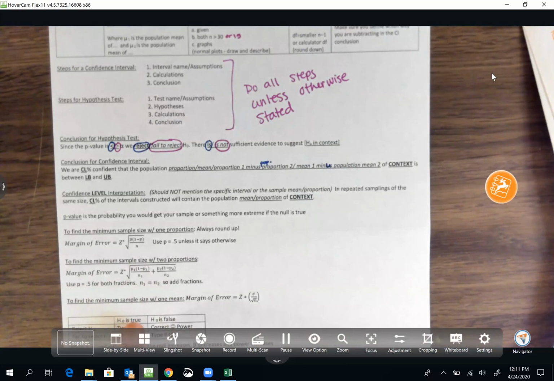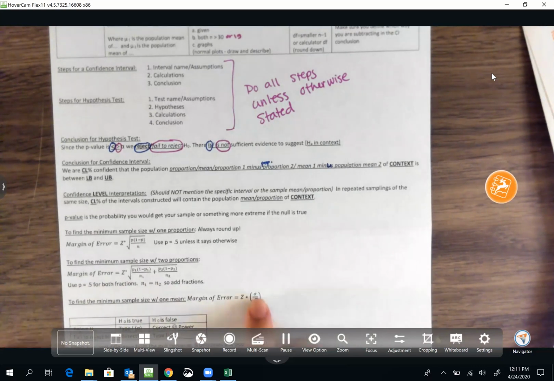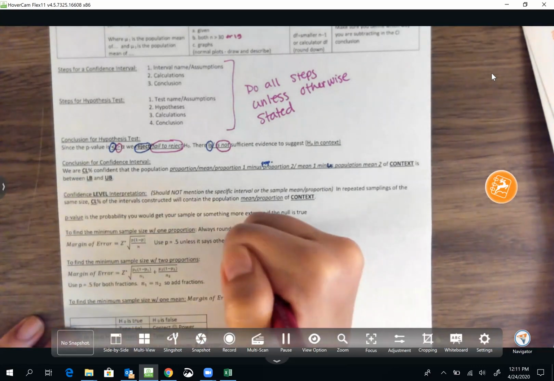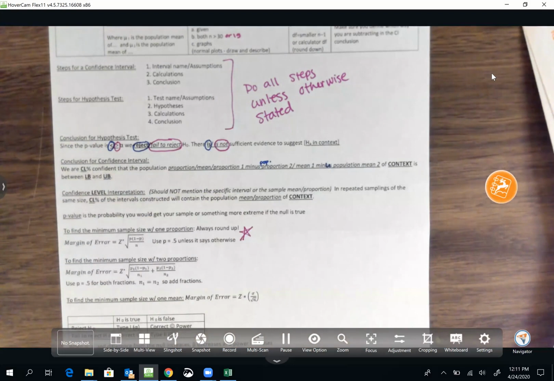To find the minimum sample size with one mean, we use this margin of error formula. Remember, sigma is the population standard deviation. The most likely one you're going to need on this list is this formula here, especially since there's no MC this year.